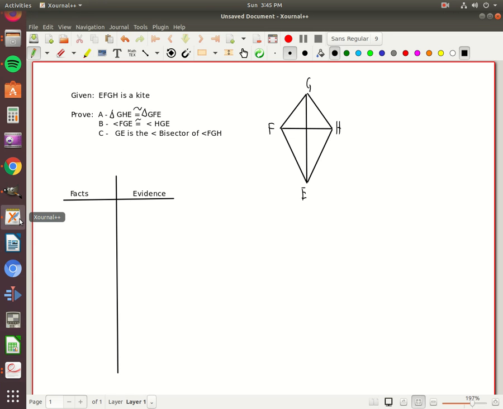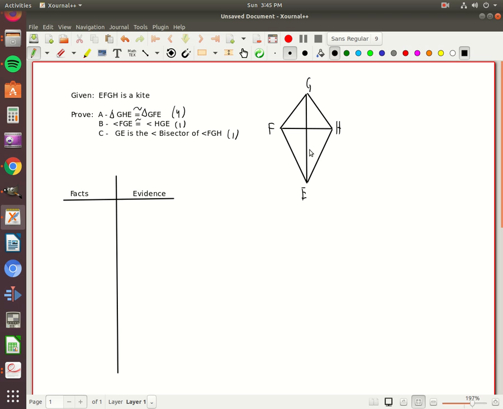But long story short, ultimately what I really want to prove is that GE is the bisector of angle FGH. And if you'll remember, that was really similar to what we did in the last video. So if you could do this yourself, that would be fabulous. You can prove part A in 4 steps, part B is an extra step, and part C is an extra step. Ultimately, it's like a 6-step proof, but you can definitely do it. I think it's easier to sort of hit these targets.